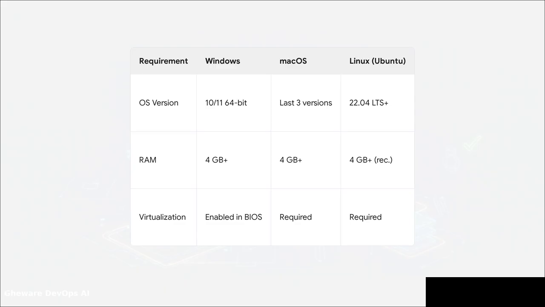On Windows, it's super easy to check. Just open Task Manager, go to the Performance tab, and look for virtualization. If it says disabled, you'll just have to reboot and switch it on in your computer's BIOS settings.